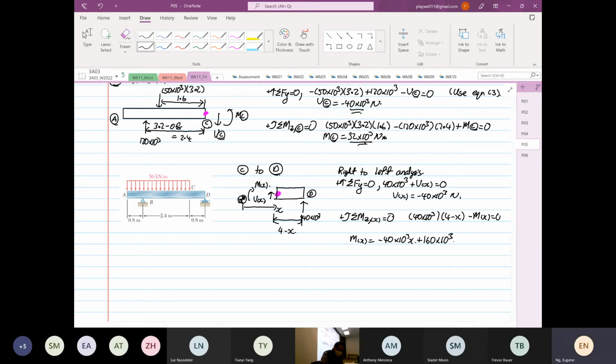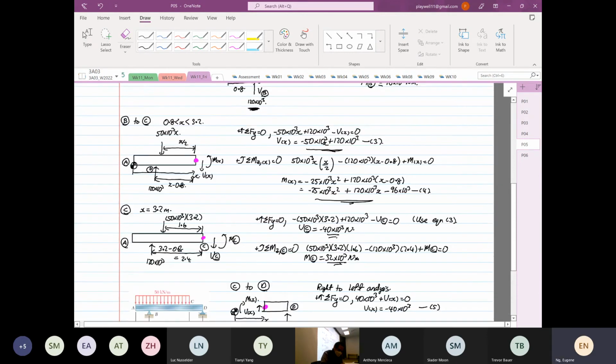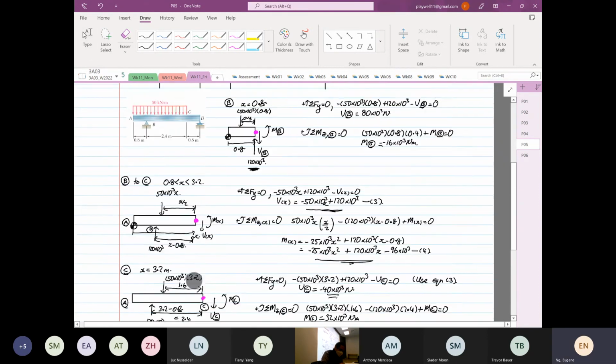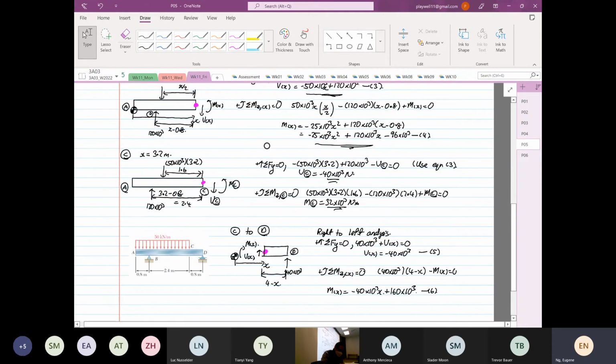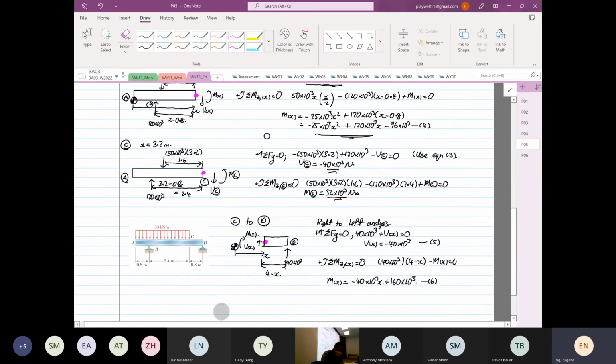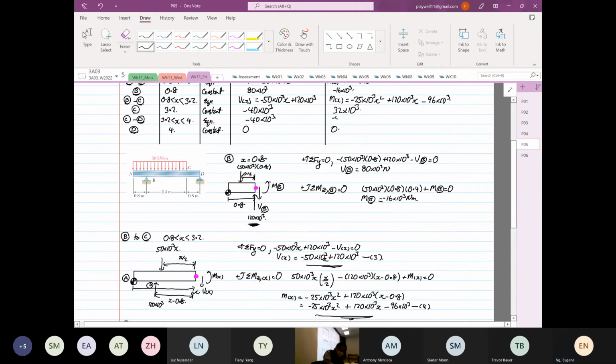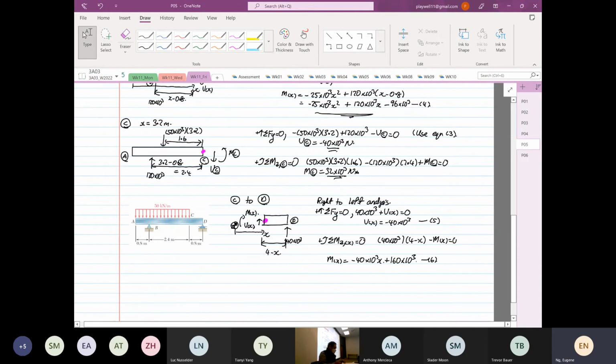So this is our equation, equation number 5, equation number 6. We put everything together. So it's going to be minus 40 times 10 to the power 3. And the last one will be minus 40 times 10 to the power 3 x plus 160. So these are all our shear force and bending moment equations. So now we can sketch.